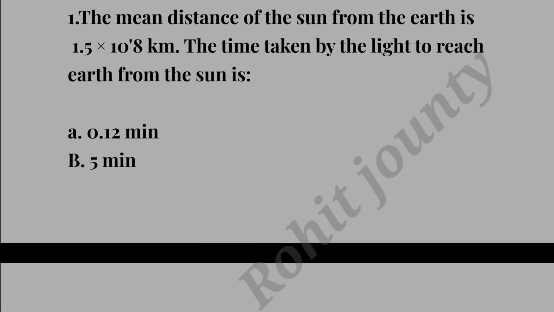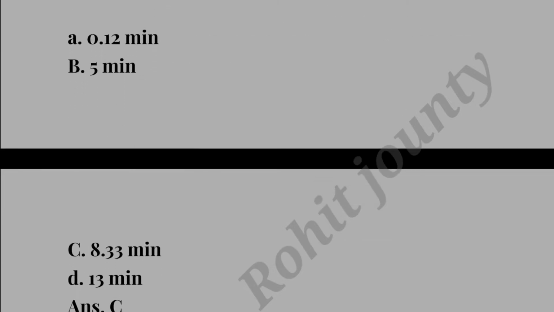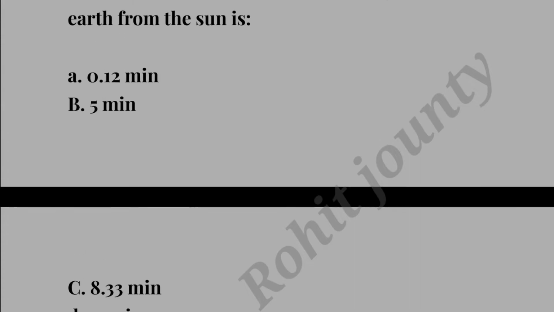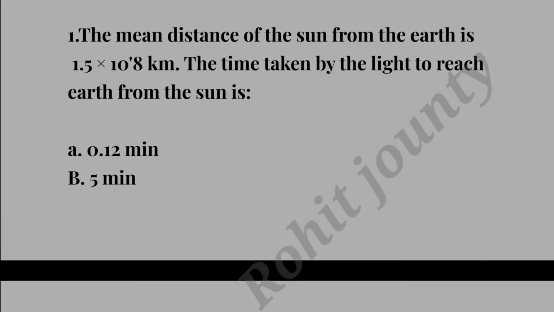Question number 1. The mean distance of the sun from earth is 1.5 into 10 to the power 8 kilometer. The time taken by light to reach earth from the sun is: option A 0.12 minute, option B 5 minute, option C 8.33 minute, option D 13 minute. The correct answer is option C, 8.33 minute. The time taken by light to reach the earth from the sun is 8.33 minute.